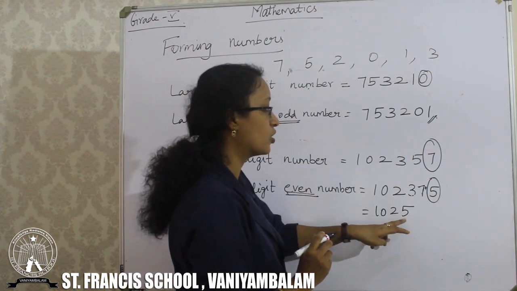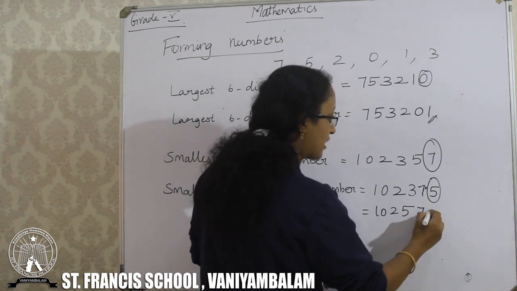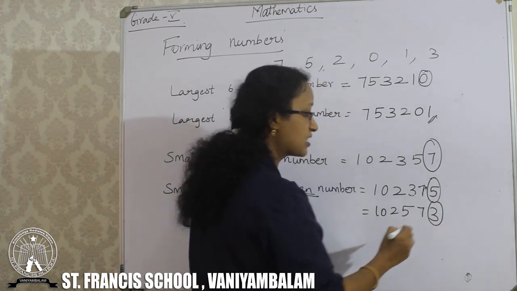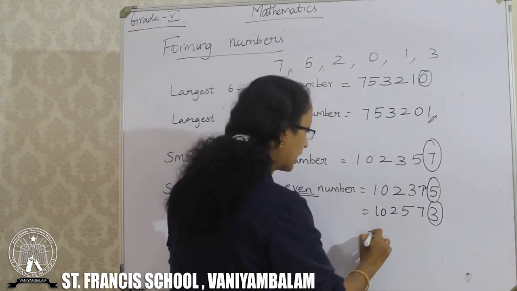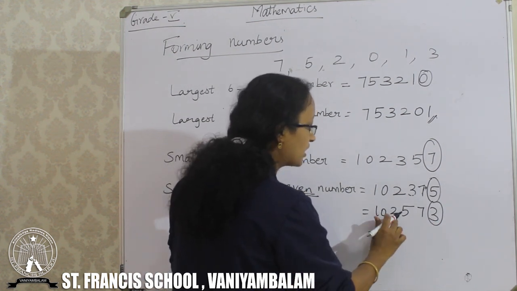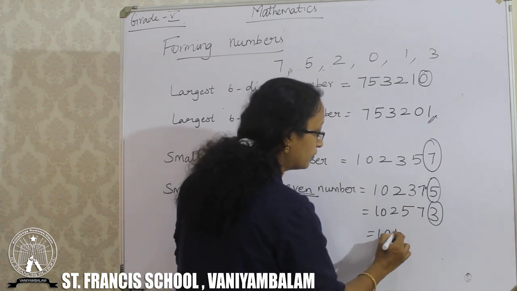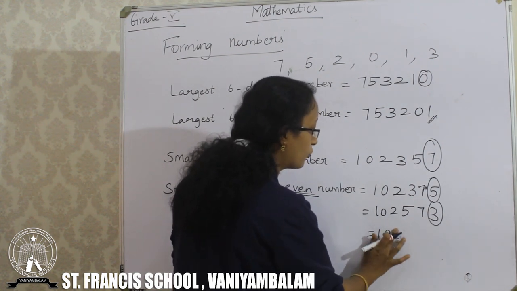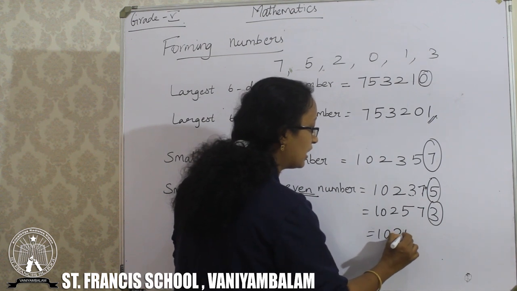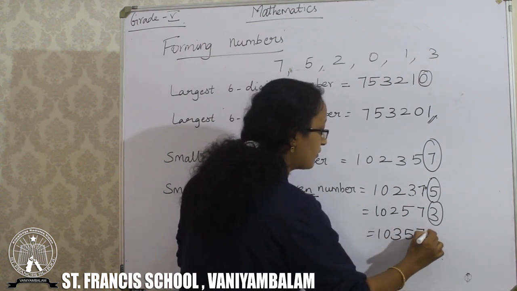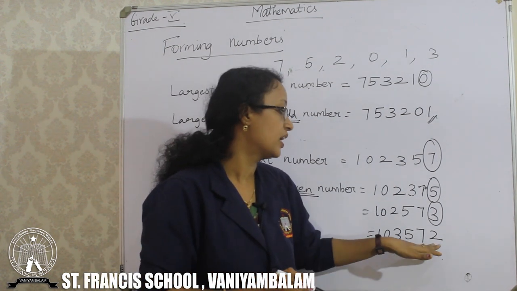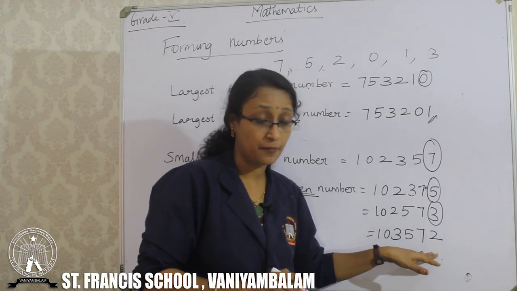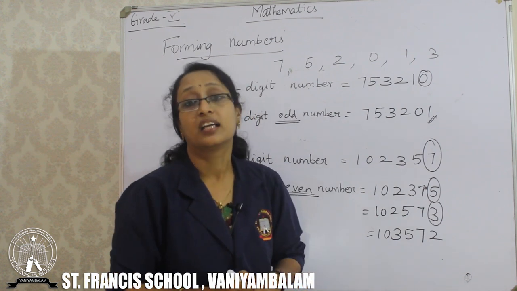1 0 2 5 7 3. Is this an even number? No, this is not an even number. Again you can change the digit. 1 0 3 5 7 2. This is your smallest 6 digit number and also an even number.